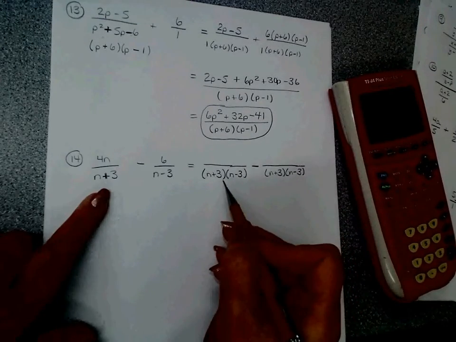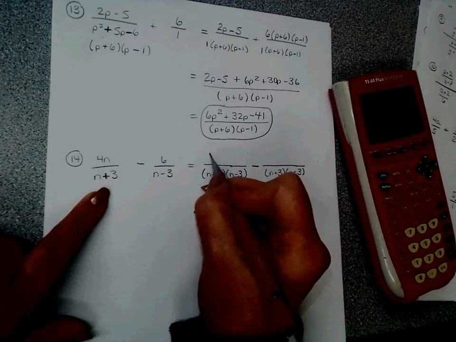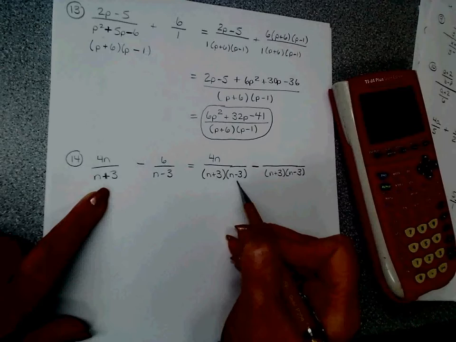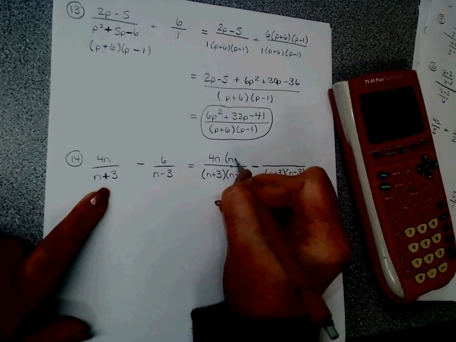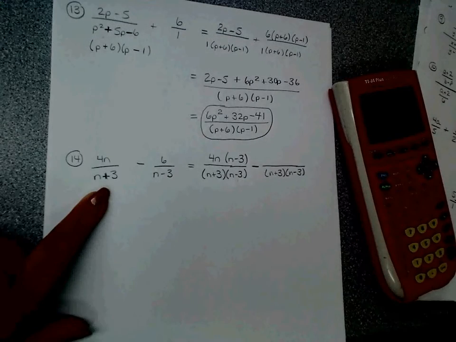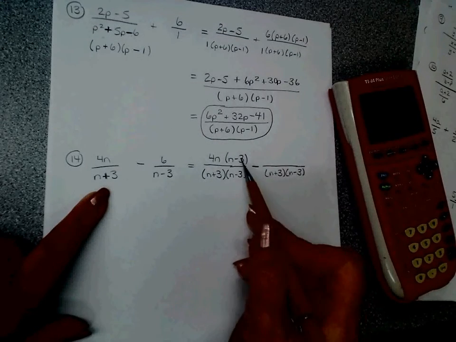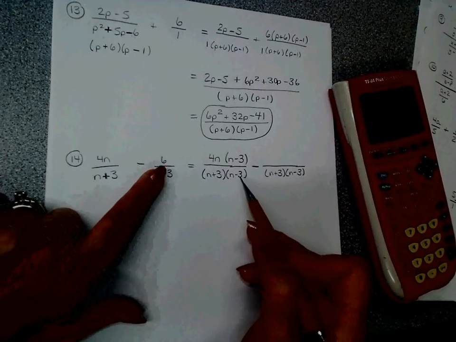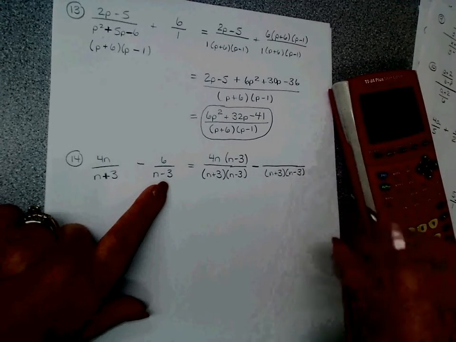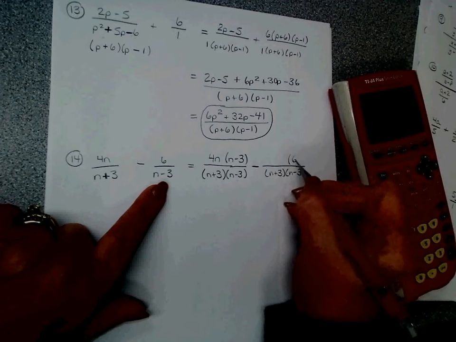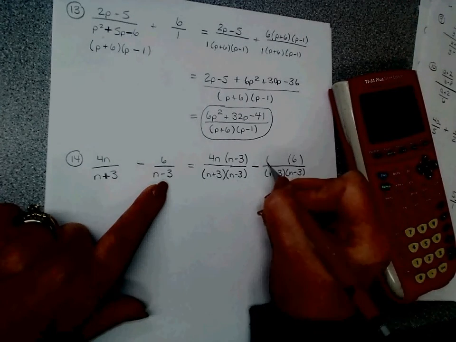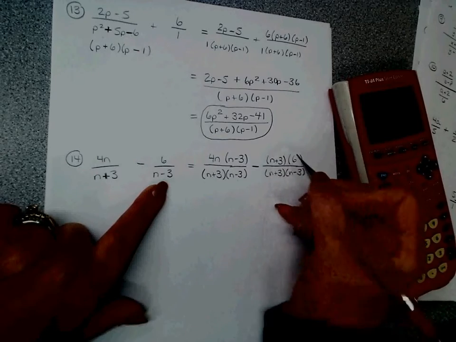Okay, so compare. I had a 4n over n plus 3. The extra that I put on the denominator was an n minus 3, so I have to put an extra n minus 3 on the numerator. This is like multiplying by 1. Okay? Now let's do the second piece. I had an n minus 3 and a 6. That's what I had. But I have an extra n plus 3, so I got to put it up there.